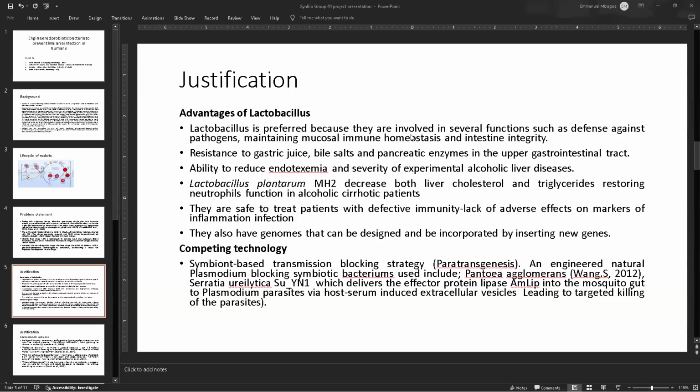Competing technology. Symbiont-based transmission blocking strategy, what we call paratransgenesis, occurs by engineering natural Plasmodium-blocking symbiotic bacteria. Bacteria used include Pantoea species and Serratia species, which drive the effector protein lipase into the mosquito gut to the Plasmodium parasite via host serum-induced extracellular vesicles, leading to targeted killing of the parasite.